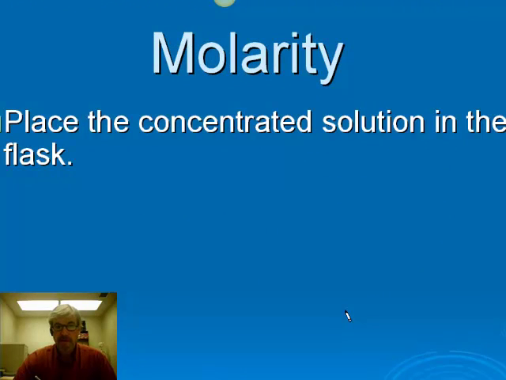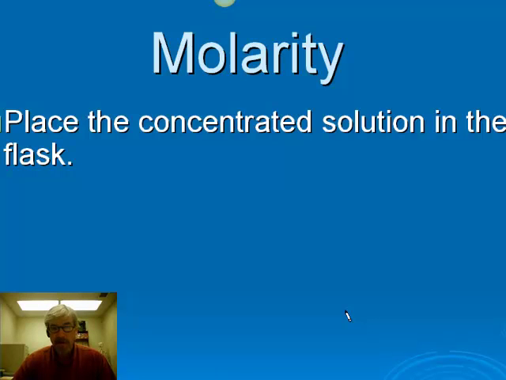So the next thing I do is I pick up my flask and I put the concentrated solution in the flask. Now, if I'm creating an acid dilution, like I would be in this case with a strong acid, I don't want to put that straight in the flask and then add water to it. And there's a reason for that.